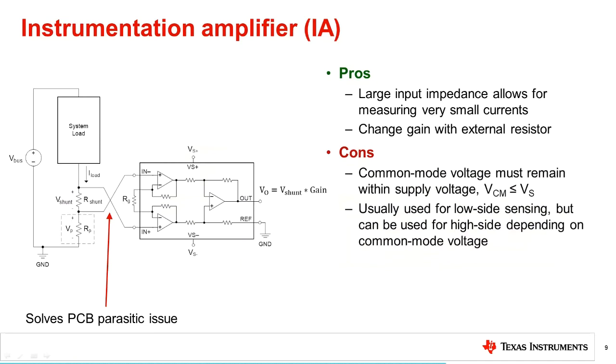Instrumentation amplifiers are a combination of a difference amplifier with a buffer stage on each of the inputs. This very large input impedance enables the measuring of very small currents. However, the architecture limits the use to applications where the common mode voltage is within the supply voltage range. Like a difference amplifier, the differential input voltage removes errors due to PCB parasitics.